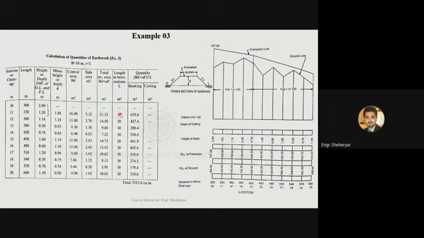Distance between each chainage is 30 meters. So I've written 30 for all of these values. Now multiply this 30 with the total area for each chainage, and you'll get the volume of earthwork for each road segment. At the end, add up all of these volumes, then you'll get the total volume of the earthwork.